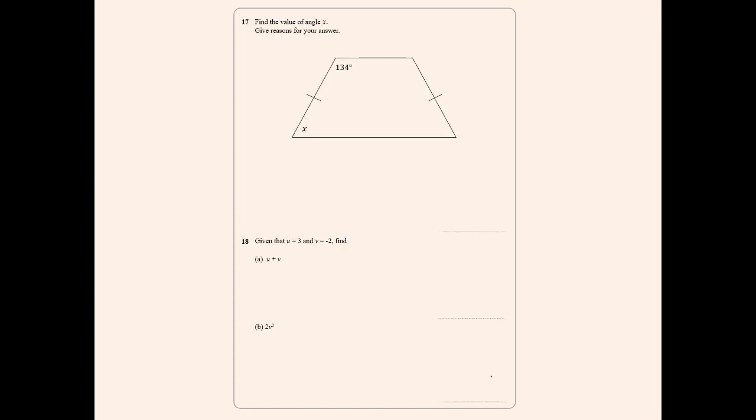Number 17, find the value of angle x. Give reasons for your answer. Now there's several ways of answering this question. Now because we've been given these two lines, that means it's an isosceles trapezium. So we can tell that this angle and this angle are the same. So if this is 134, I can say this is 134 as well. And then x and this angle will be the same.